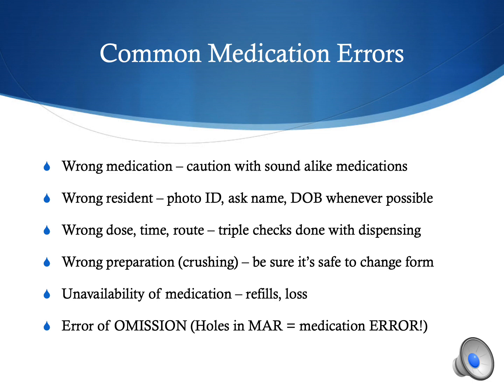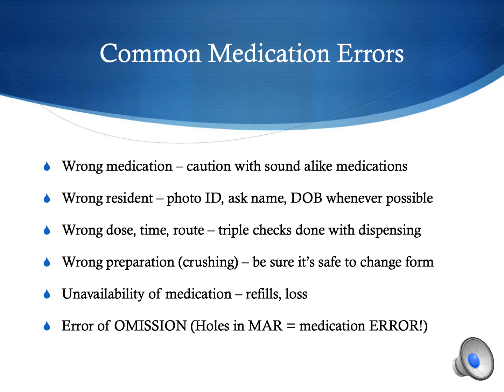There are a few common medication errors I'd just like to review. Most common errors include the wrong medication, especially with those that sound alike, the wrong resident, because the photo ID wasn't checked or you did not ask a name or date of birth, if that was possible. If you gave it at the wrong time, the dose or the route, and that's where the triple checks help you with this.